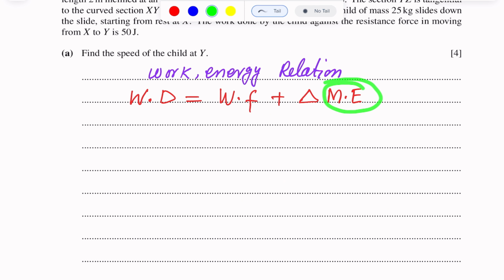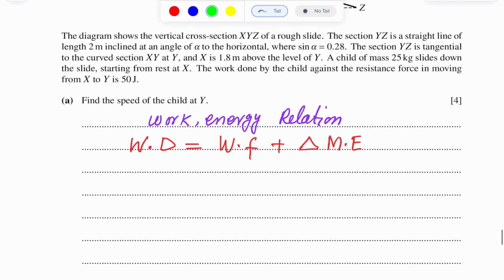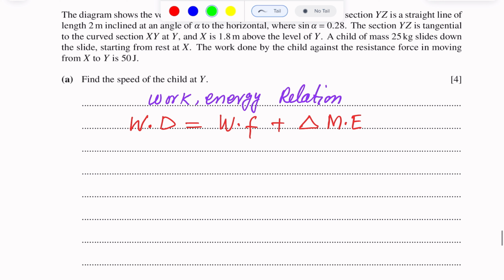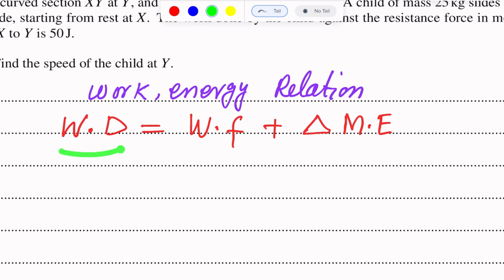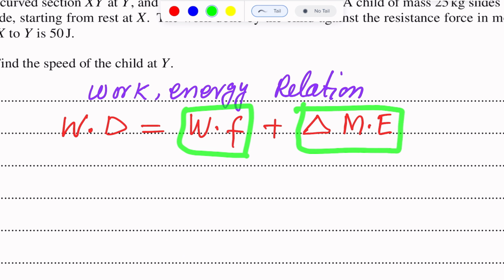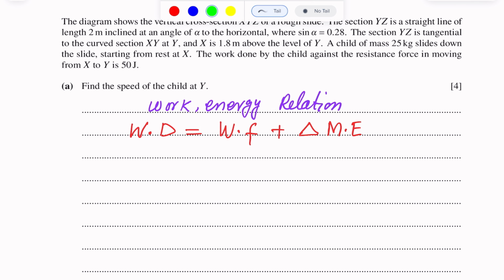Now when we apply this formula, we will not take the weight component, because the weight component is merged in this formula. This is called the work energy relation. Work done by driving force is equal to work against friction plus change in mechanical energy. Delta shows the change in mechanical energy.